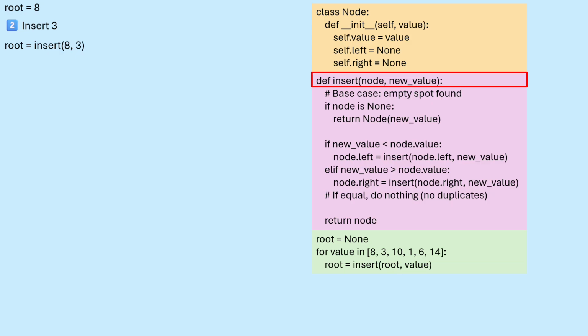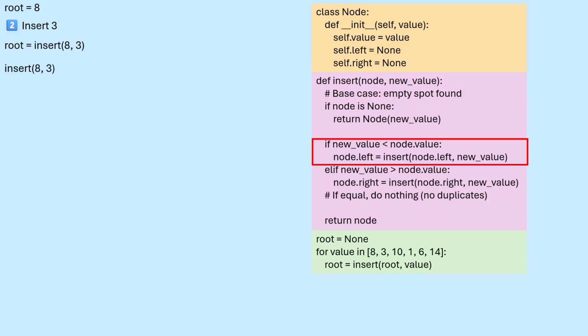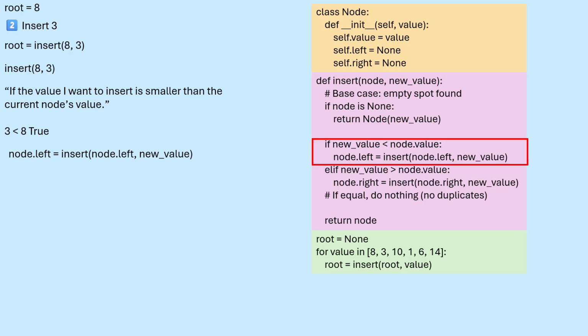Now we're going to call our function. But when we call our function this time, the node is not none. The node is actually 8. So we check what's the value? Is 3 smaller than 8? Well, yes it is. So we're going to call this and say, well, what number is on the left of 8? Well, we know the left of 8 is none.